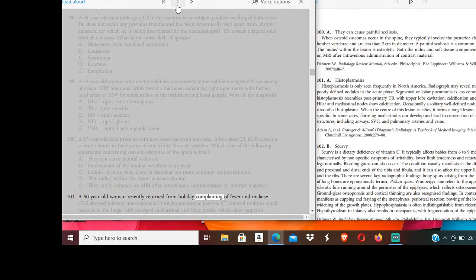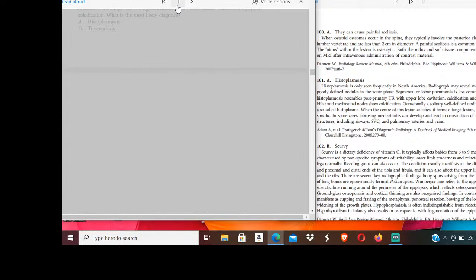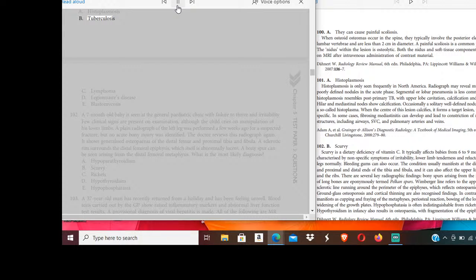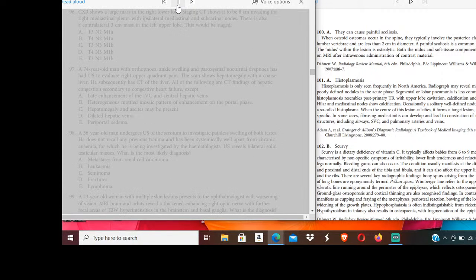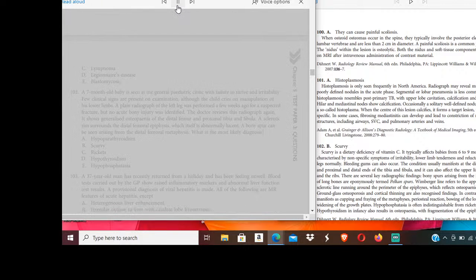A 50-year-old woman recently returned from holiday complaining of fever and malaise. CXR showed bilateral non-segmental bronchopneumonic pattern. CT showed multiple small nodules in the lungs with enlarged mediastinal and hilar nodes, which show popcorn calcification. What is the most likely diagnosis? A. Histoplasmosis. B. Tuberculosis. C. Lymphoma. D. Legionnaire's disease. E. Blastomycosis.